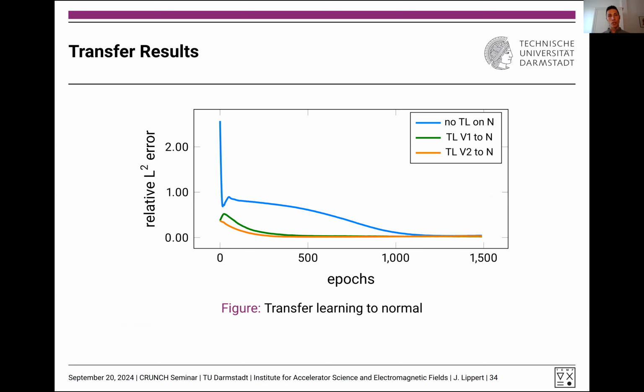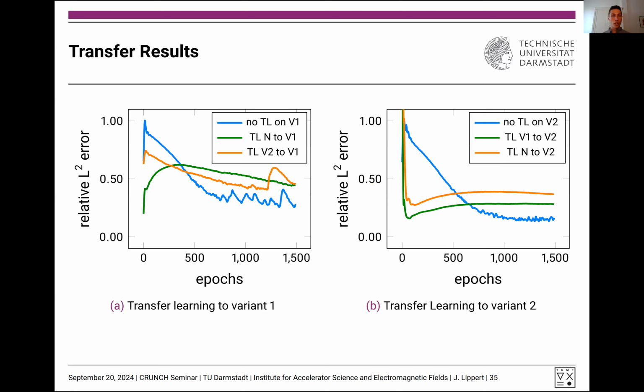Again, transfer learning to the nominal case brought the expected results. It was faster, it was better. However, if we look at the other 2 cases, we can see that the transfer learning on variant 1 on the left-hand side first started with a smaller error, however, then started to grow, and then converges slower than the case without transfer learning.